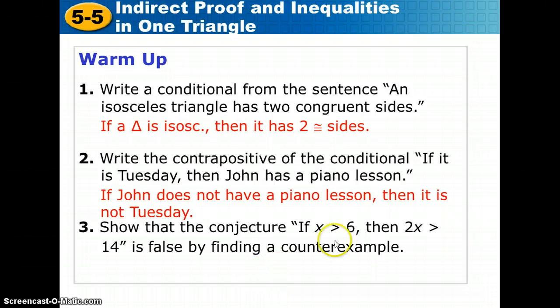And number three, we want to show that this conjecture is false by finding a counterexample. X equals 7 is greater than 6, but 2 times 7 is not greater than 14. It would actually equal 14. So that's why that's a counterexample.